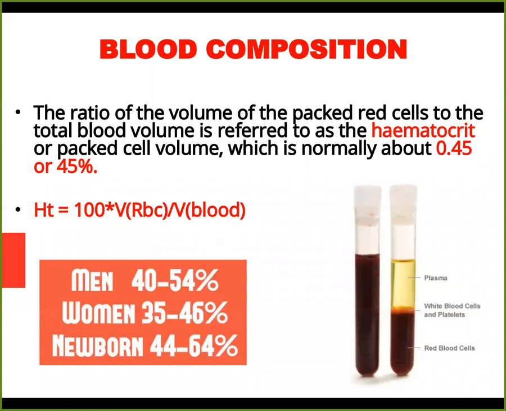In newborn babies, hematocrit may vary and may be even up to 60-64%. In men, hematocrit is slightly more compared to women, and it means the total amount of red blood cells in men is more than the total amount of red blood cells in women. So that's why hematocrit is slightly higher and depends on gender.